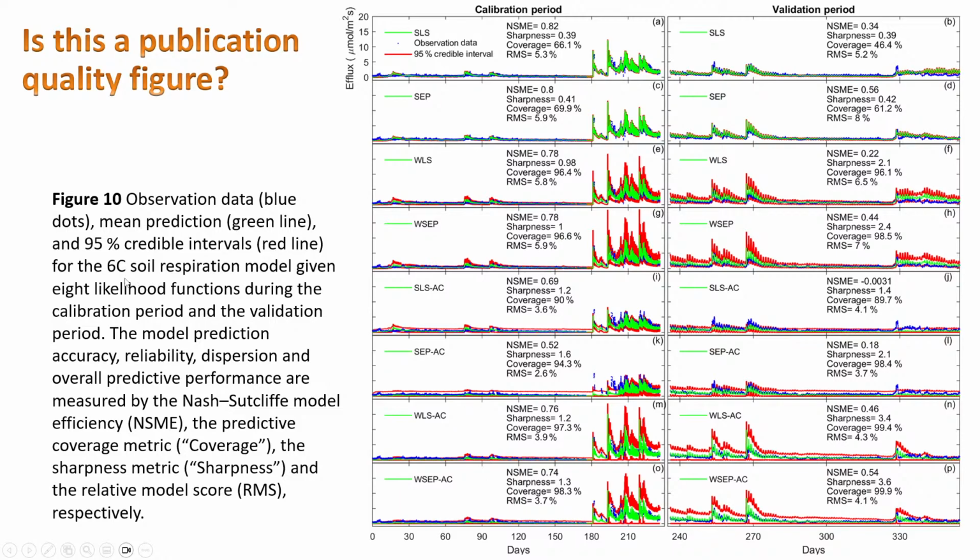Yeah. So all these are for the 6C soil respiration model. So now I know that these are predictions of a soil respiration model. Its name is 6C. So in that case, this flux would be CO2 flux, because when you do respiration, you release CO2. Yeah. Giving 8 likelihood functions. So now I understand this SLS, SP, WS, this guy, this guy, this guy. These are 8 likelihood functions. And this is what this manuscript is about.